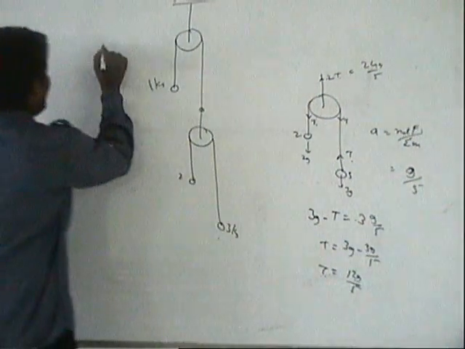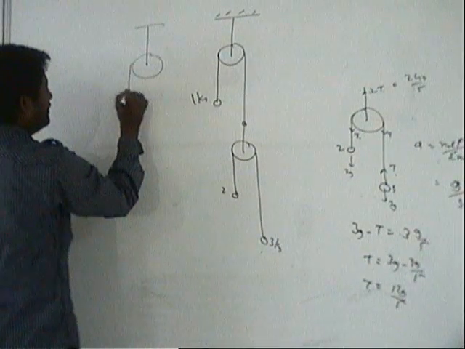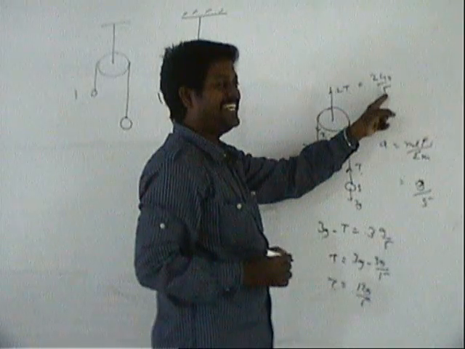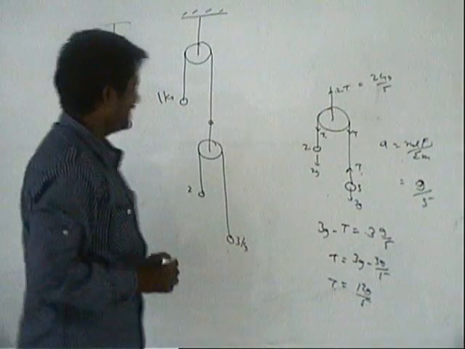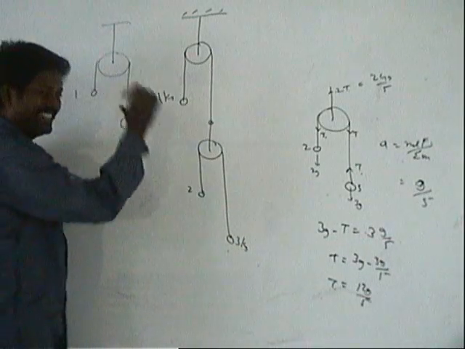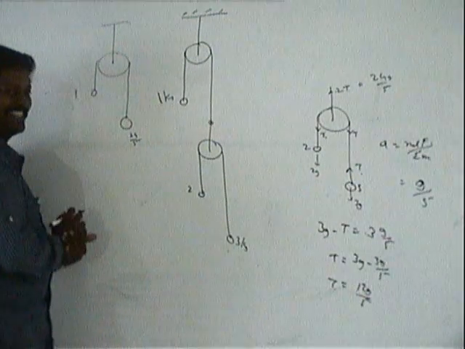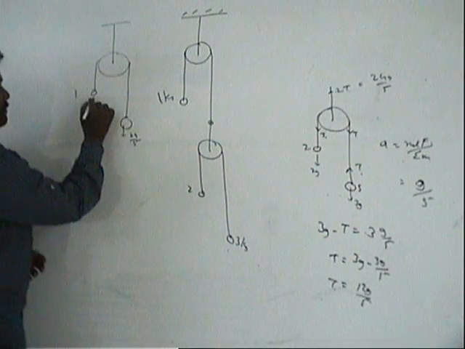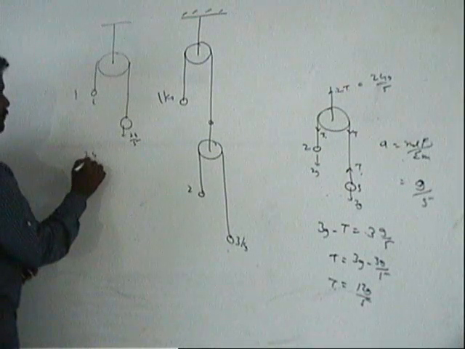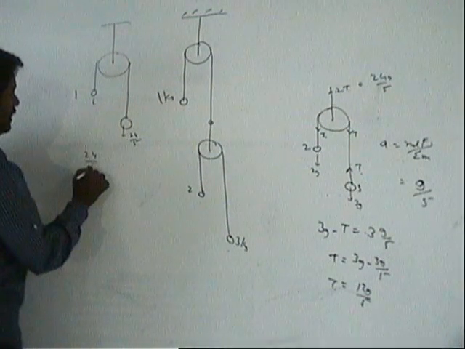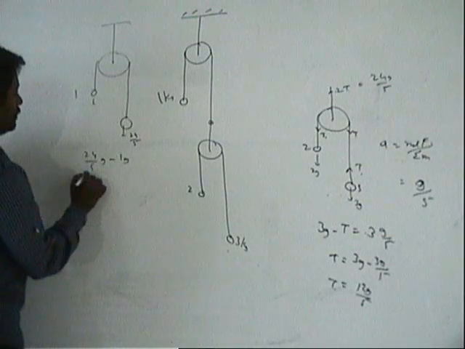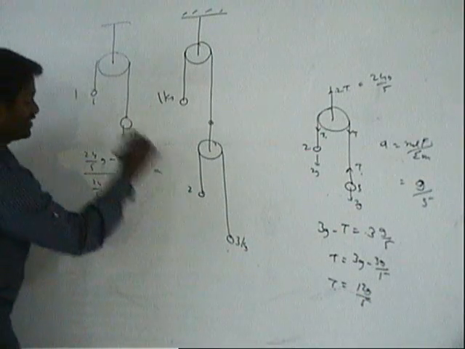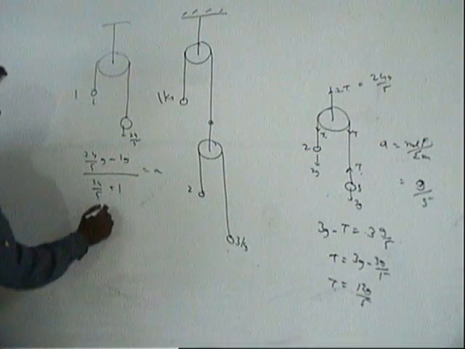In other words, I am removing this whole thing, the 1 kg, and placing here 24g by 5, which means the equivalent mass is 24 by 5. So, 24 by 5 is here. Now we get the acceleration of this body. Acceleration of this and acceleration of this are the same. Therefore, net force by mass again. Net force is 24 by 5 g minus 1g, by total mass, 24 by 5 plus 1, equal to acceleration. Therefore, you get how much?